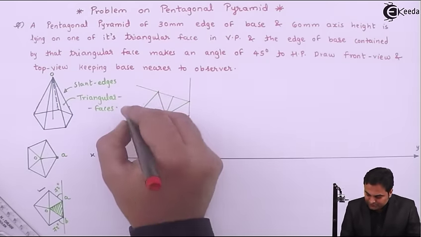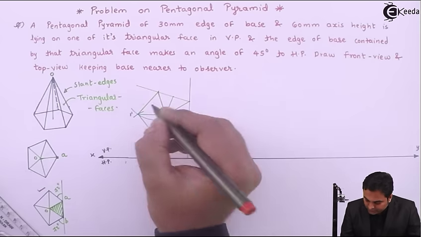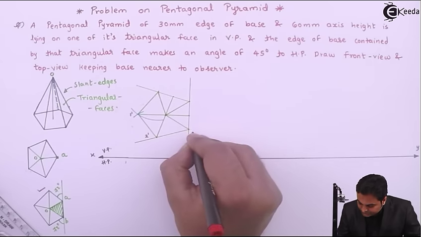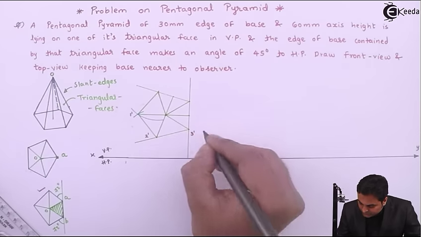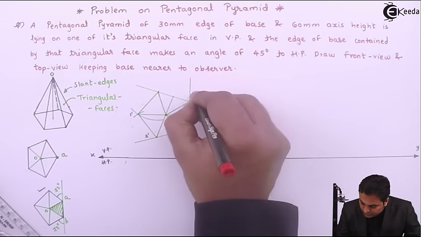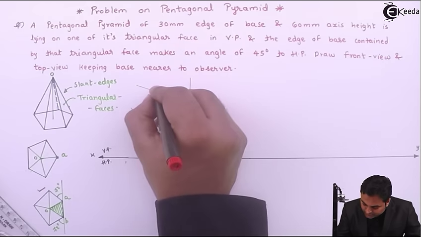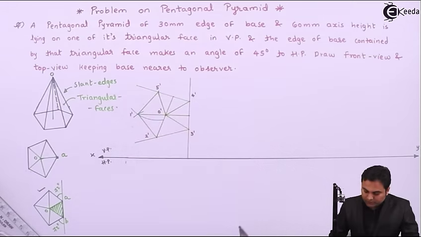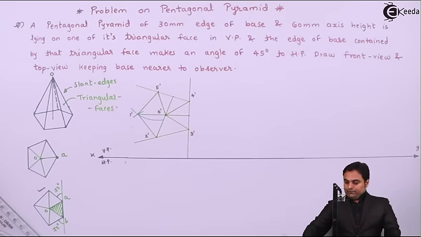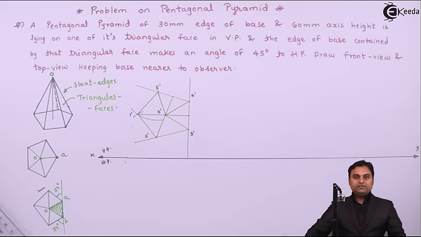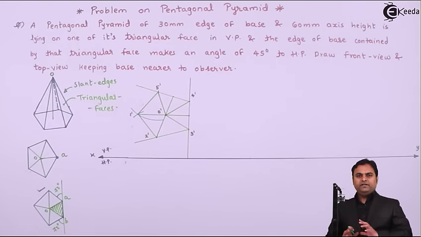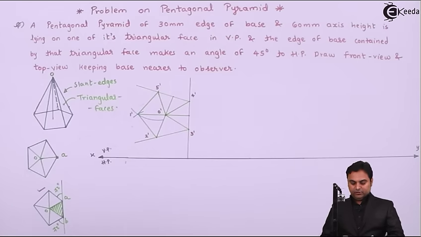I'll give the notations here. This point is 1 dash, 2 dash, 3 dash, 4 dash and 5 dash. At the same time there is apex, so it is O dash. Next, projecting this pentagonal pyramid in the top view. This will be the front view. I have made it light. After completing the top view light, I'll make both of them dark.